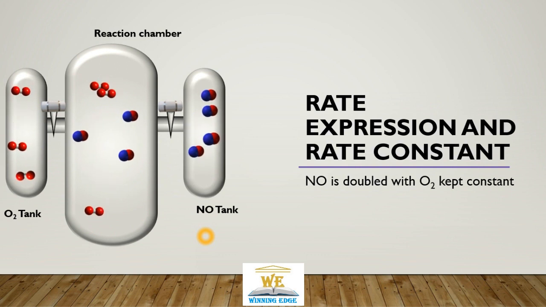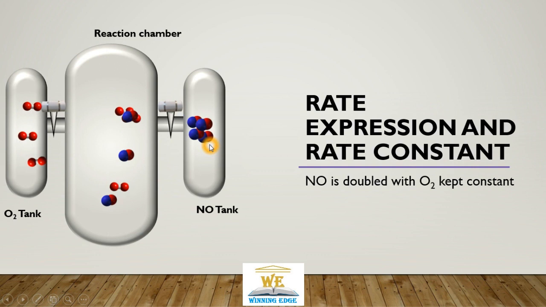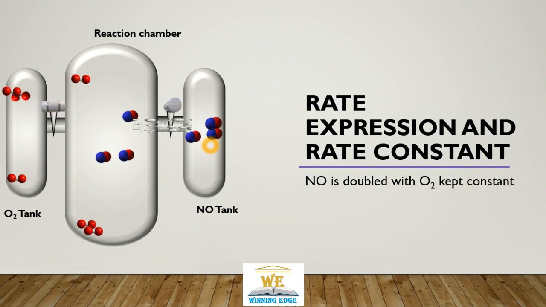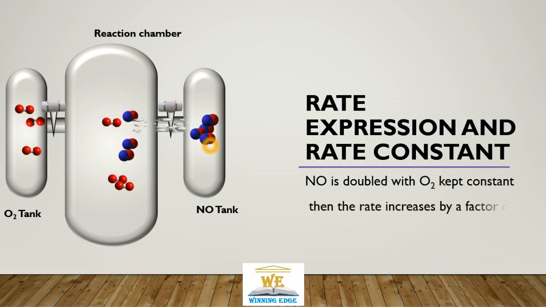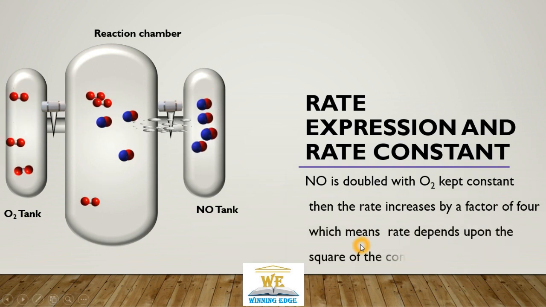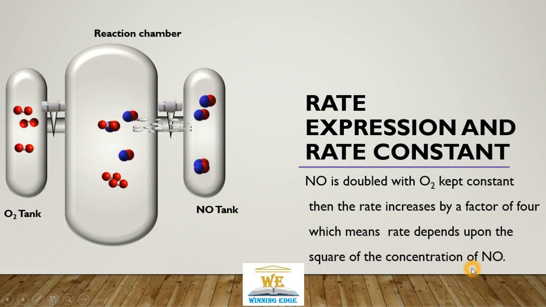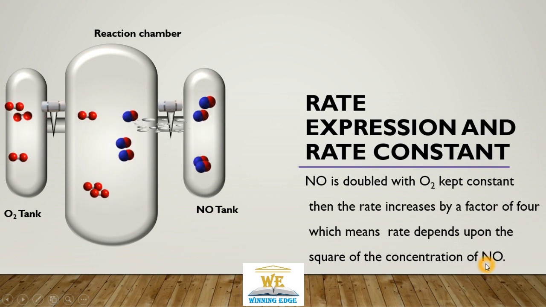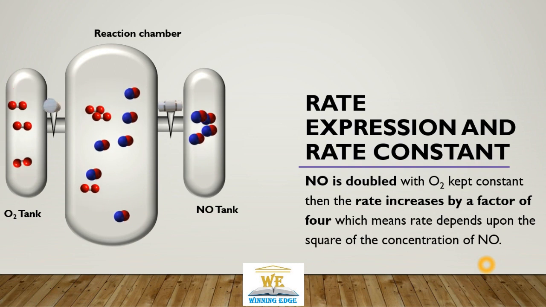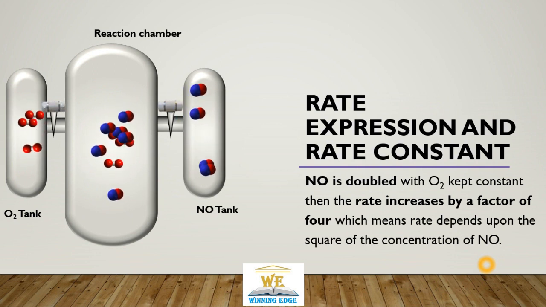First stage, we doubled the nitric oxide concentration. We supplied it, and this concentration is doubled. What we saw is that the rate of reaction increases by a factor of 4, which means the rate depends upon the square power of the concentration of nitric oxide. That's why when the concentration goes up 2 times, the reaction rate has gone up by 4 times.